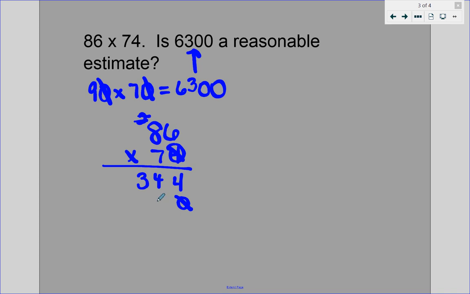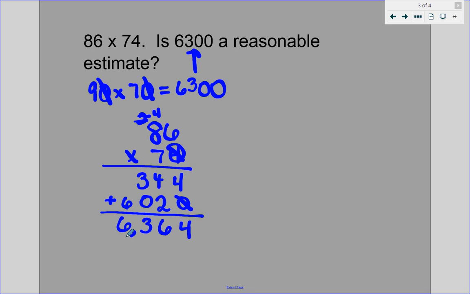7 times 6 is 42. Bring our 4 up. 7 times 8 is 56. 56 and 4 more gives us 60. Okay. Now we can add them together. 4, 6, 3, 6. 6,364. That's close to 6,300.